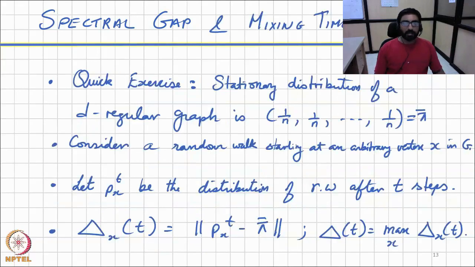Now, having an understanding of the spectral gap, let us try to gain an appreciation for how random walks behave in expander graphs. As a quick exercise, consider a random walk on this D-regular non-bipartite graph. Convince yourself that this graph is going to have a stationary distribution. This random walk is going to have a stationary distribution of the form 1 by n, 1 by n, and so on.